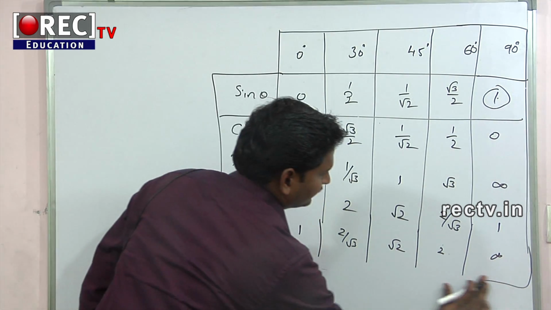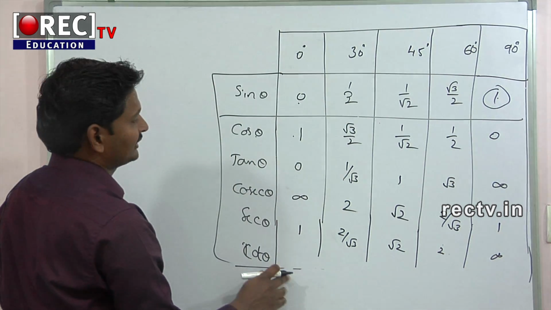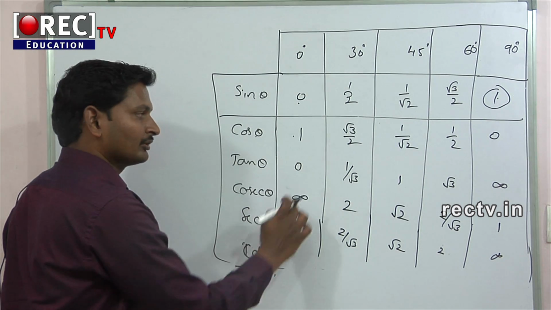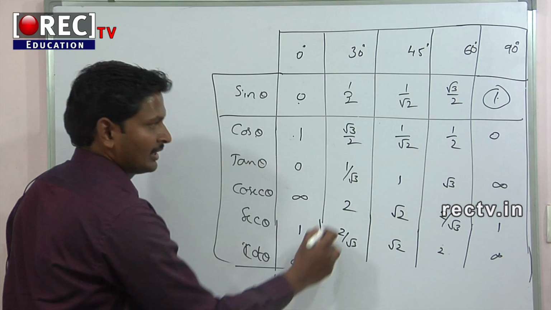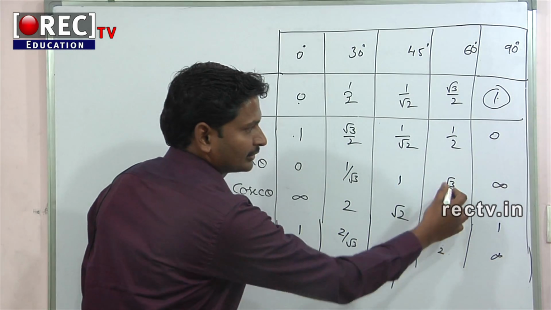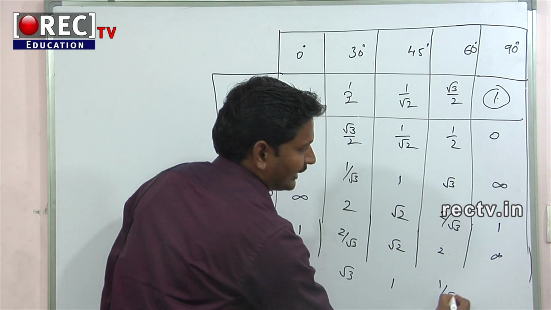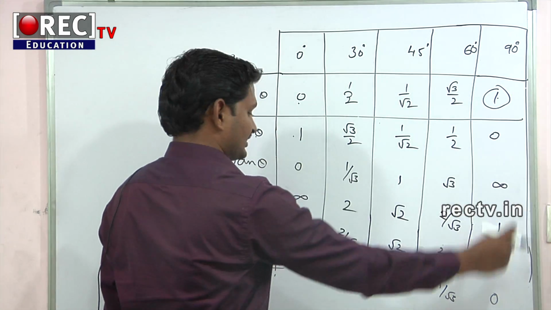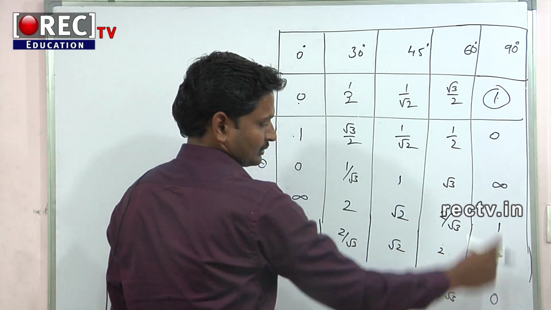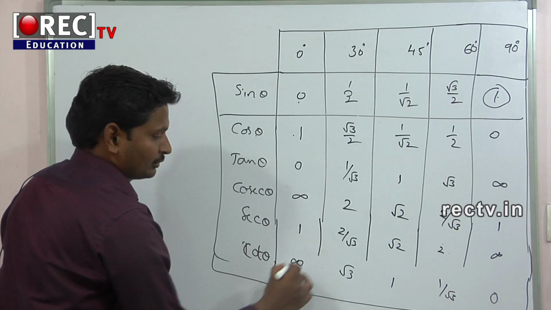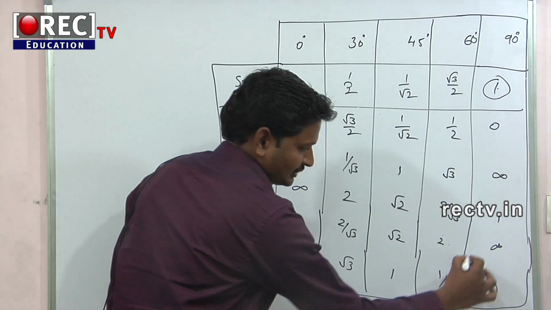The last one is cot theta. Cot theta is the reciprocal of tan. Tan 0 is 0, then cot 0 is 1 by 0, that is infinity. Then 1 by root 3, reciprocal root 3, then 1, then 1 by root 3, and the last value is equal to 0. Cot theta is also cos divided by sin theta. 0 by 1, so that is equal to 0. This is the table. Now I will explain how you get all these values.